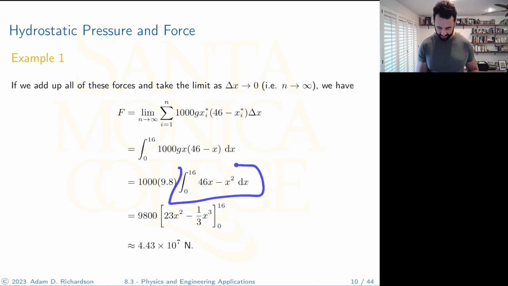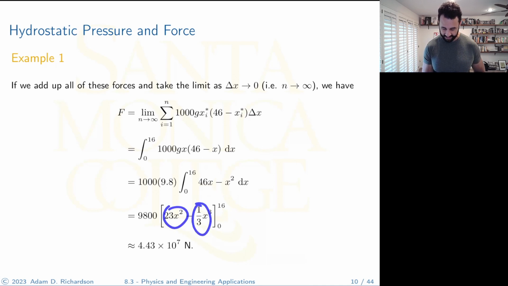So when you see something like this is where you should feel a breath of relief because you're like, oh, that's an integral that I can do. All of the mess has been moved out of the picture and we're just doing a basic calculation. Apply FTC2, we get these antiderivatives, evaluate from 0 to 16, go to your calculator, do some calculations, and you get this. There we go. So 4.43 times 10 to the 7th newtons. That's the total force on the dam. Cool stuff, huh?